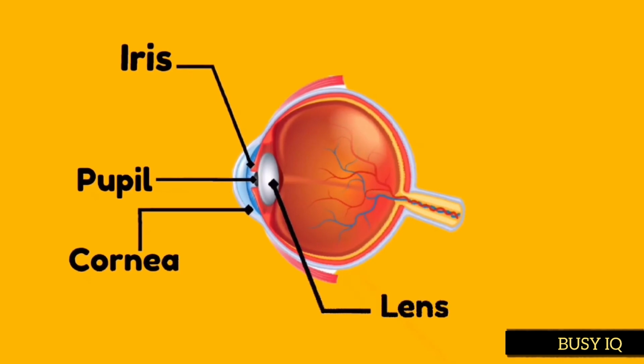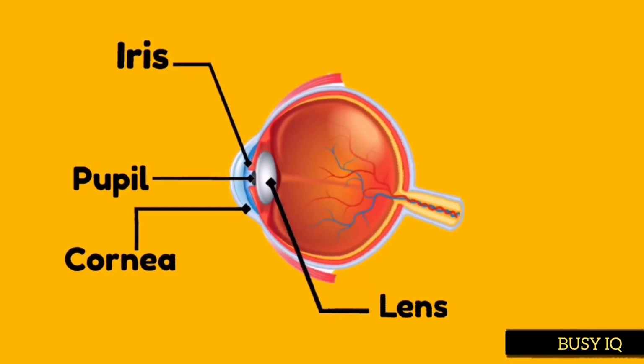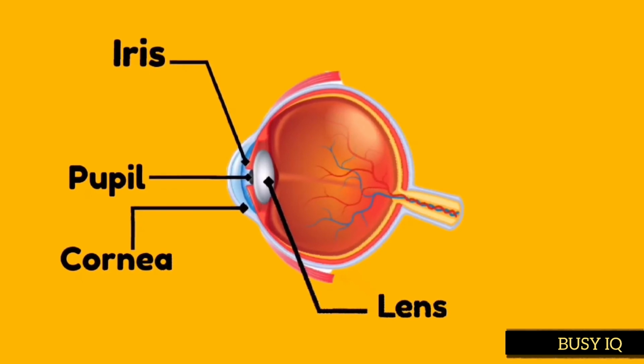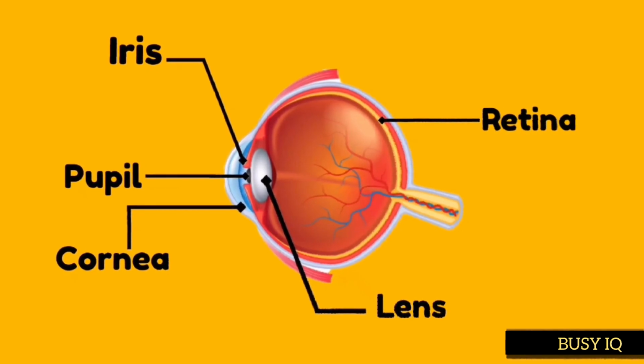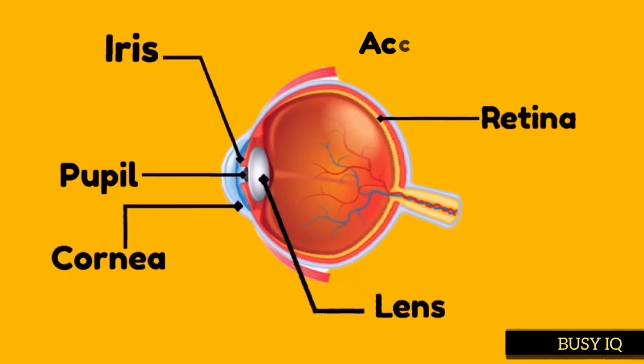This lens is a convex lens, meaning it is thicker in the middle and thinner on the edges. This lens helps to focus the light into another part called the retina. The lens changes shape to adjust the focus and allow the eye to see objects at different distances. This process is known as accommodation.